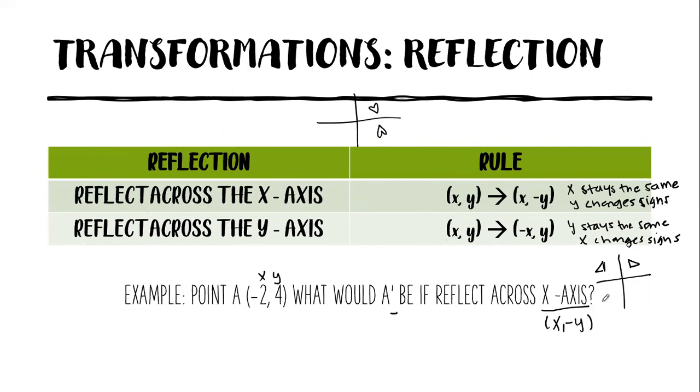So anyone bold enough to say what A prime would be? Say it a little louder. Negative 2, negative 4. Yes, and yes to my Zoomy. So A prime would be at (negative 2, negative 4). Awesome.